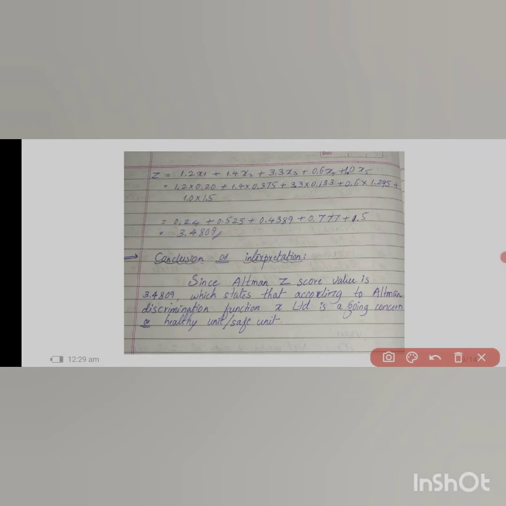Since the ultimate z-score value is 3.4809, which states that according to Altman's discrimination function, X Limited is a going concern, or we can say a healthy unit or safe unit. Okay, so see here, if the value is more than 2.675, we can say that the company is financially sound, and vice versa, which means if the value of z is less than 2.675, we can say the company is heading towards bankruptcy. Okay, this is the simplest problem.